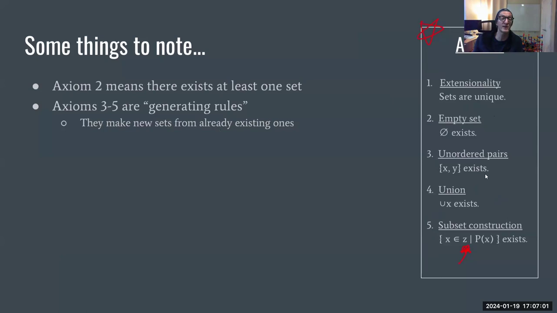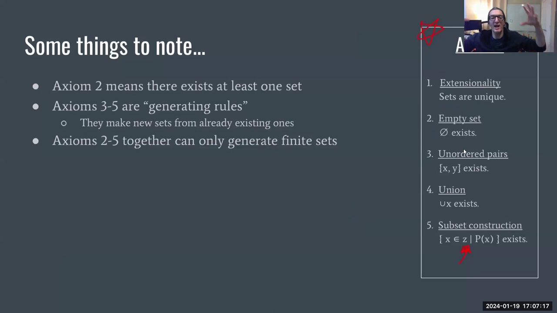Okay, so axioms two through five together: from these axioms alone, you will only ever be able to generate finite sets. You have the empty set, and then you apply unordered pairing, you apply union, you apply subset construction, and you're only allowed to apply these axioms a finite number of times. Yet finite applications of axioms two through five will generate an infinite number of sets, because you can keep applying the pairing axiom again and again. So you can make sets that are bigger and bigger. This provides us a world with an infinite number of sets, but the sets themselves are all finite. More axioms are coming.